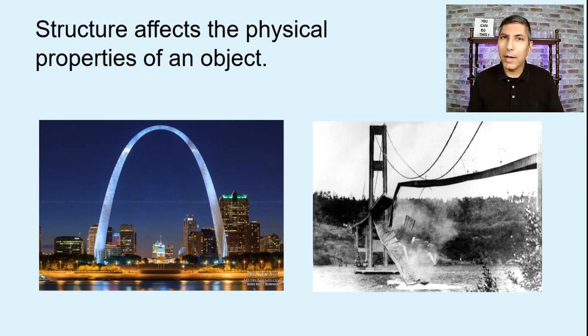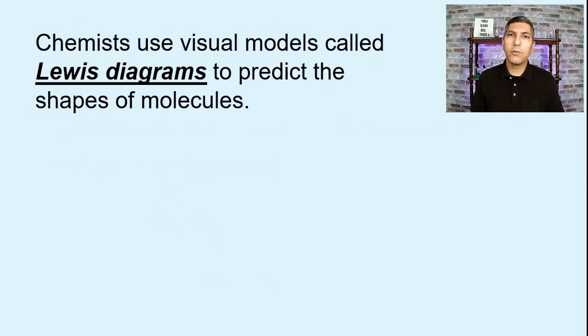And we can learn a lot about an object's physical properties by looking at its structure. And we can say the same thing about molecules as well. Now, in chemistry, we use visual models that we call Lewis diagrams, or sometimes called electron-dot diagrams, or if you want to say the whole thing, Lewis electron-dot diagrams, to predict the shapes of these molecules.